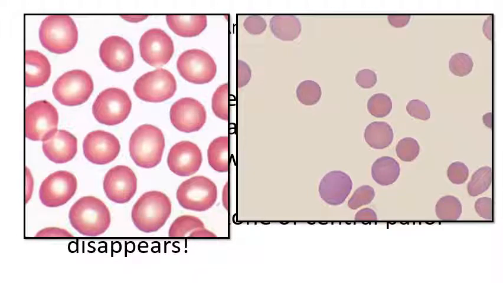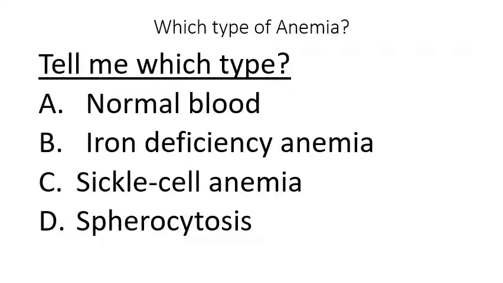So here we have normal blood on the left, the zone of central pallor taking up a third of the cell. Here we have spherocytosis on the right. You can't see the zone of central pallor at all because the cell is now completely round because it's absorbed so much water. Okay, so here's an exercise. You tell me whether the blood is normal or anemic. In this case, you can stop the video and see if you can guess, and then I'll tell you the answer, and you can see if you got it right.